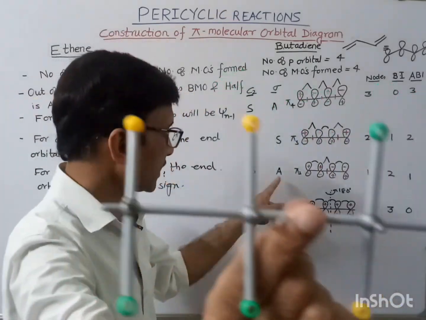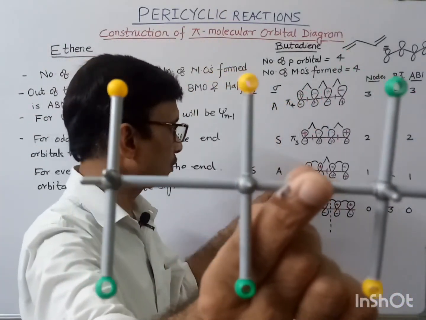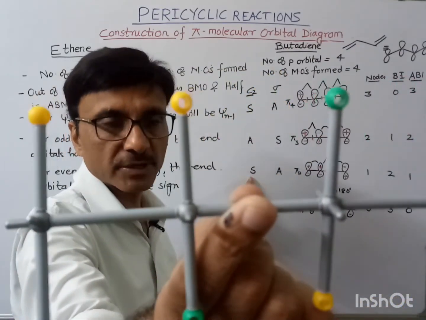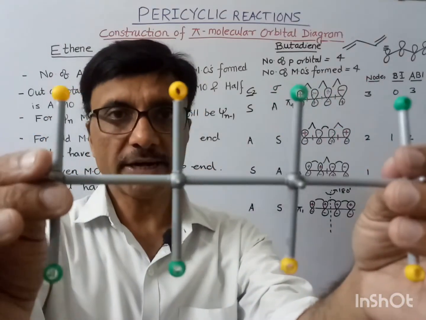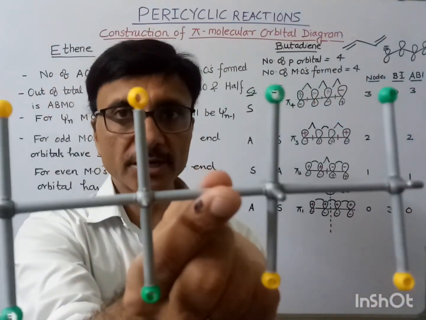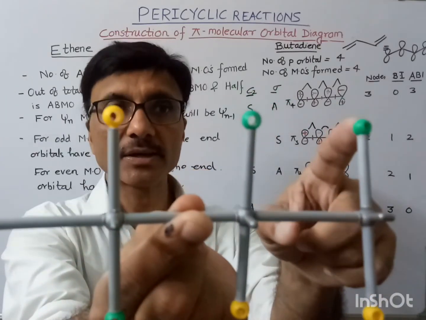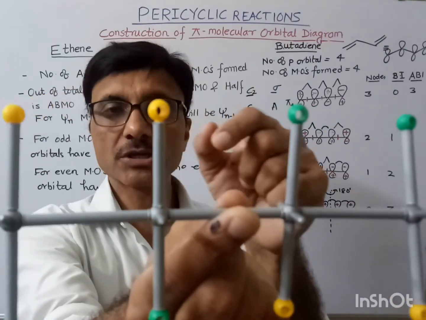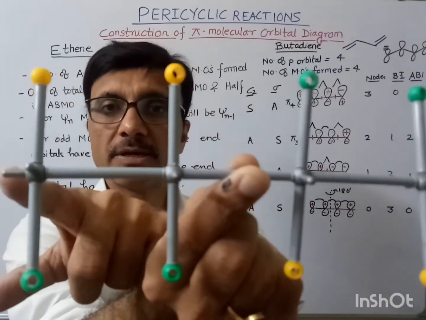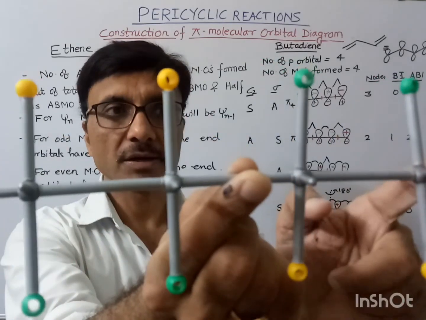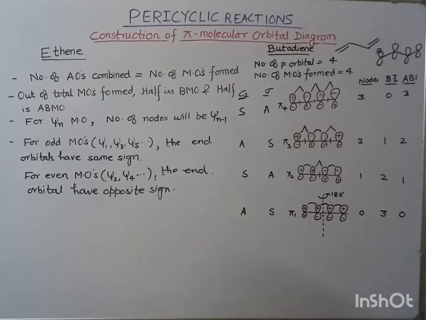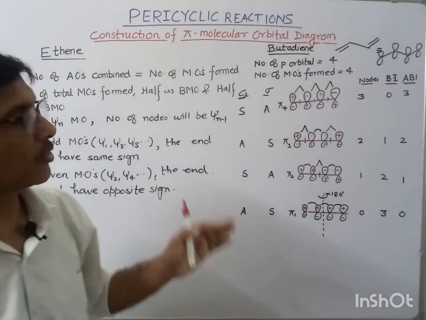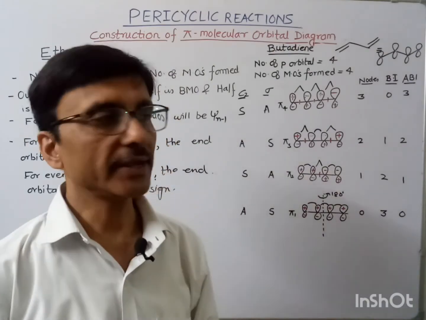That's why this is anti-symmetric with respect to C2 sigma. What about C2? This is symmetric with respect to C2. Now let me rotate it by 180 degrees. Suppose I rotate it by 180 degrees, so that at the place of green, green is coming, and at the yellow place, yellow is coming. Rotating by 180 degrees means this end will come over here, and this end will go over here. So this is the pi molecular orbital diagram for butadiene.